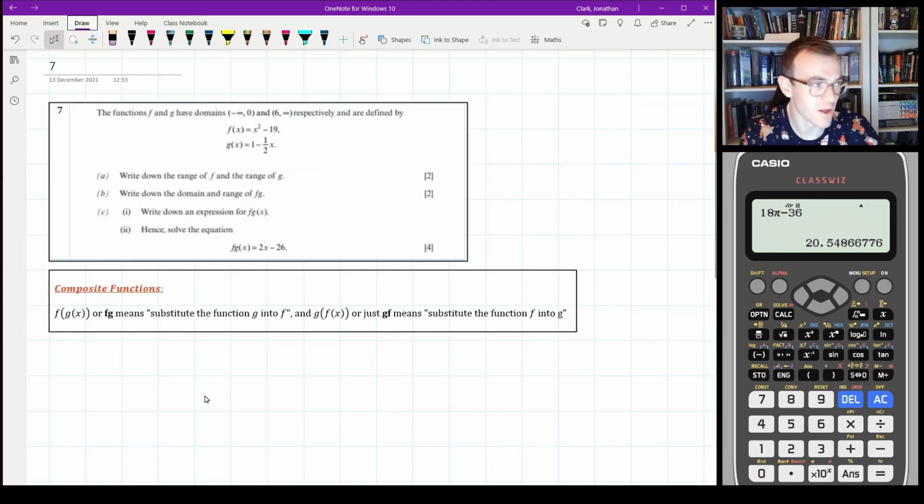Cool. Okay, question 7. Making good progress here. Well, I don't know, feels like it. It's quarter past 12. I reckon I can get it done by 1 o'clock, guys.